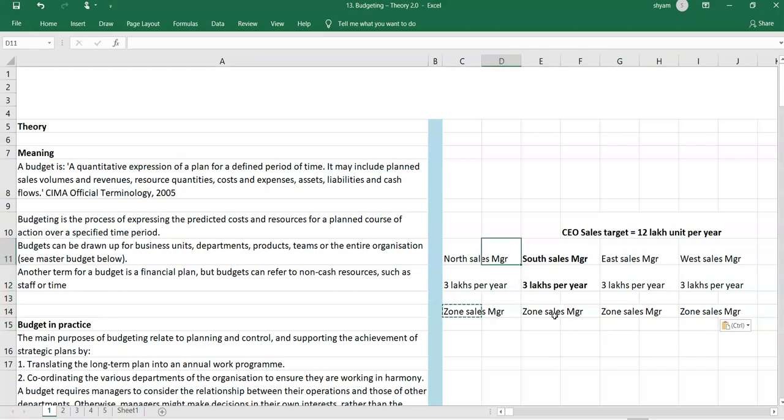Each of these regional managers will have their own subordinates. We are only speaking in terms of the south sales manager. So he has 4 managers. This 3 lakhs target will be split and given to all these 4 people. So each of them has to achieve 0.75 lakh per year.